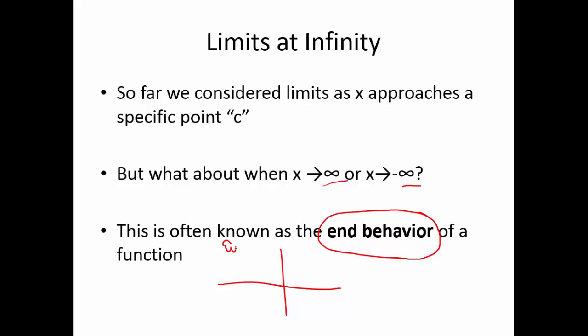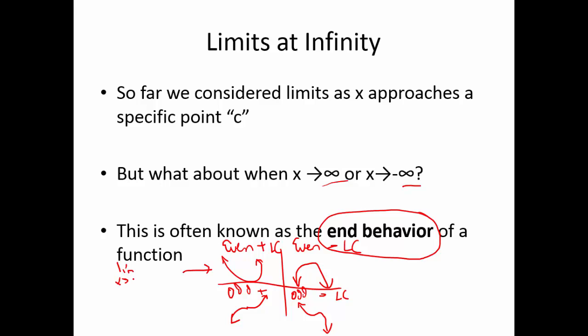Remember, if we have an even polynomial with a positive leading coefficient, the end behavior looks something like that. If we had an even with a negative leading coefficient, the end behavior looks like this. If we have odd with a positive, then the end behavior looks something like that. And odd with a negative leading coefficient, then it was the opposite. And now we can actually use some limit terminology for each of these. So in this case, we can say the limit as x approaches positive infinity equals infinity. The limit as x approaches negative infinity equals positive infinity.